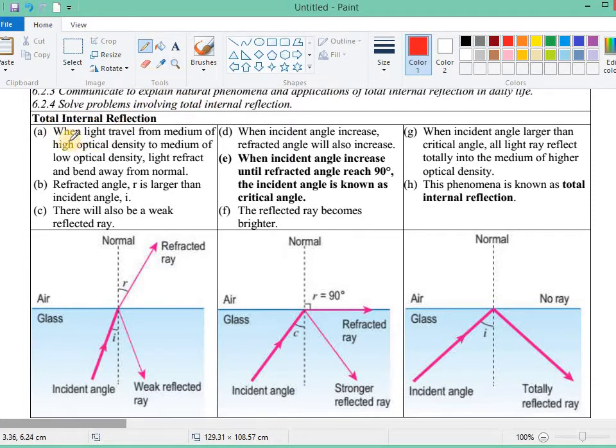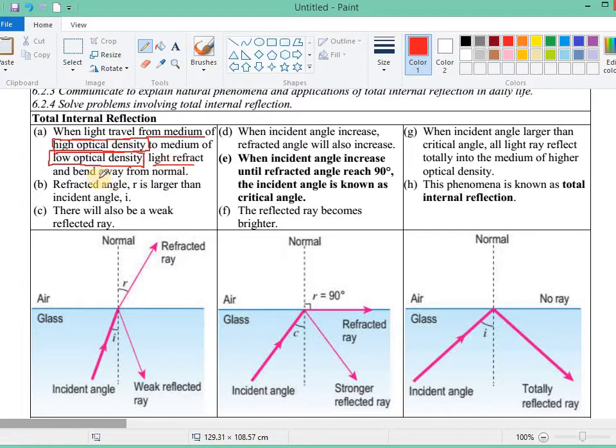Okay, when light travels from a medium of high optical density to a medium of low optical density, light refracts and bends away from the normal. This is something that we already learned in the previous topic.